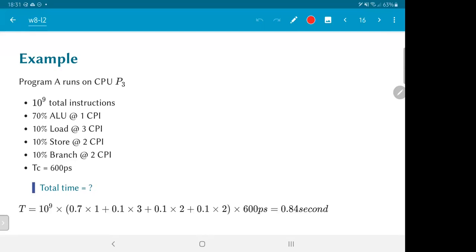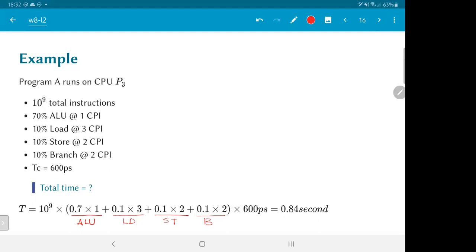How do we do this? Once again, we take the total number of instructions, but in this case, the effective CPI is computed using this term here. 0.7, this corresponds to the ALU operations. 0.1 into 3 corresponding to the loads, 0.1 into 2 corresponding to the stores, and 0.1 into 2 corresponding to the branches. Overall, when you compute this, you will find that this is 0.7 plus 0.3, 1, plus 0.2, 1.2, plus 0.2, 1.4. 1.4 into 600 picoseconds gives us 840 picoseconds or 0.84 seconds.